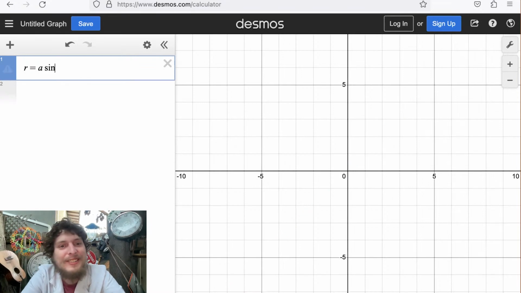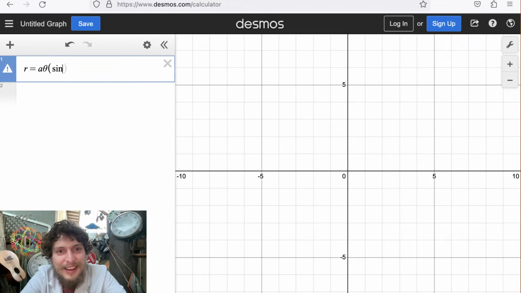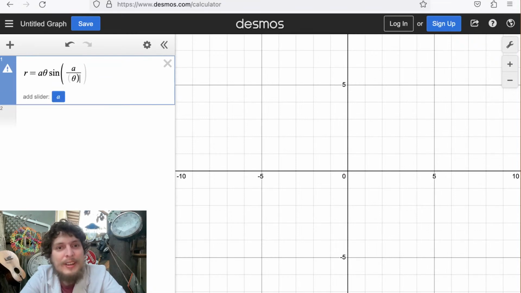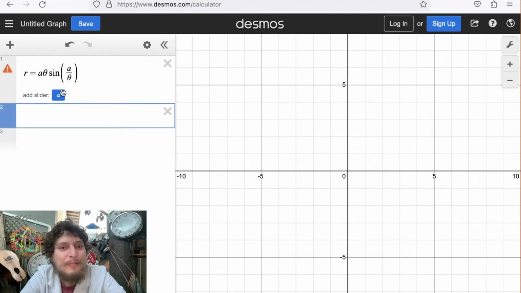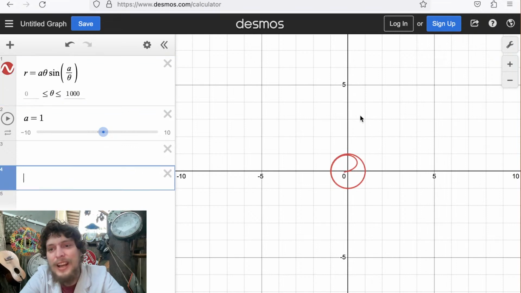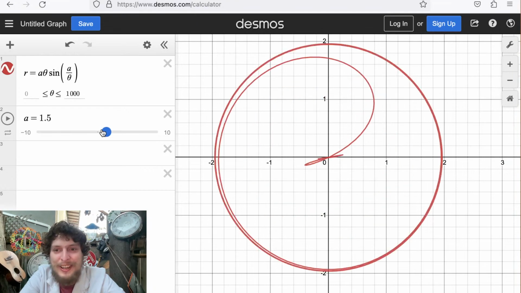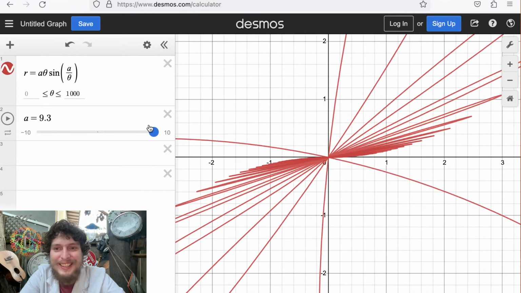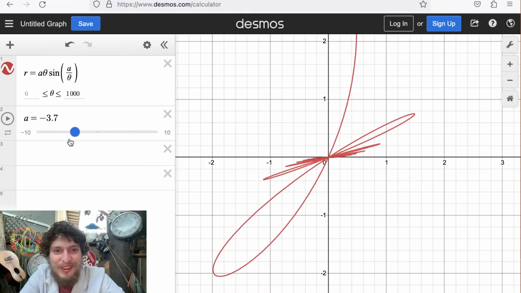So here what we're going to do is make one that's A times theta times sine of A over theta. So that one has an A times on the outside and then divides it out there sort of. And this one right here, we'll make it go quite large. Although right here we see, ooh, it's not seeming to do much. But as I grow it, it will form this universe that expands in and out.